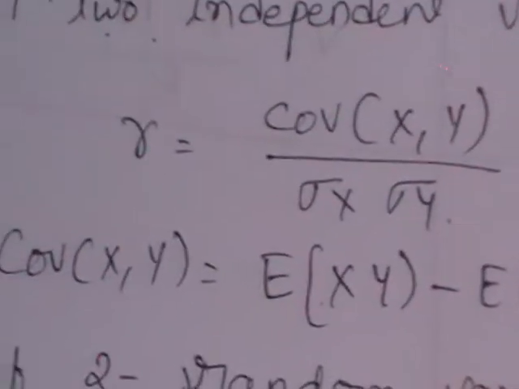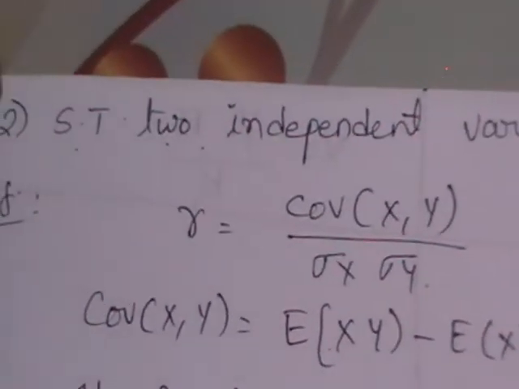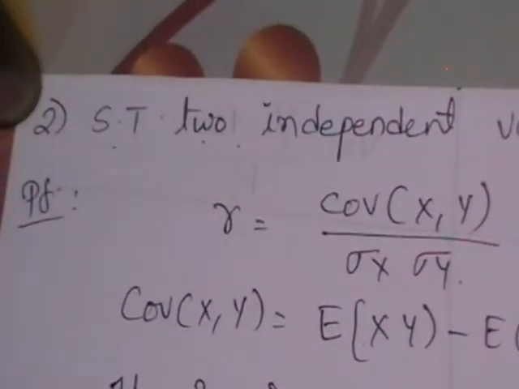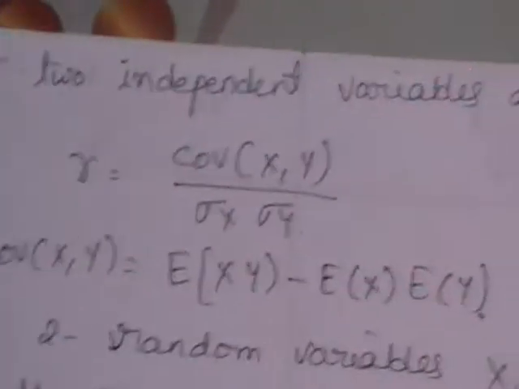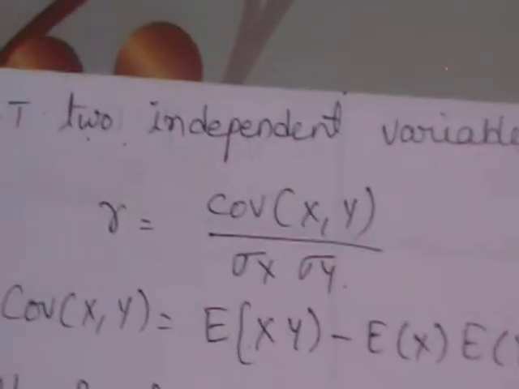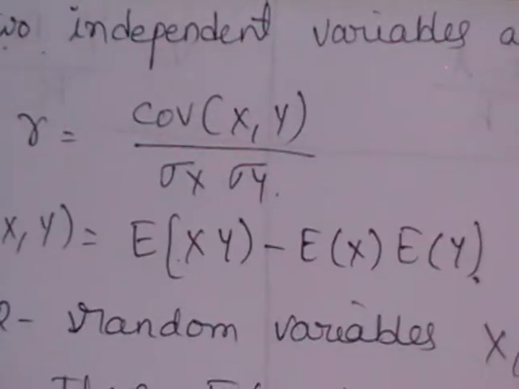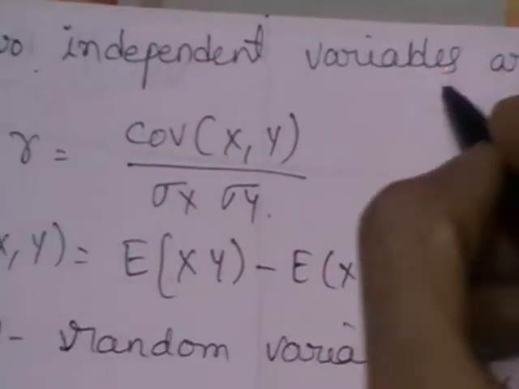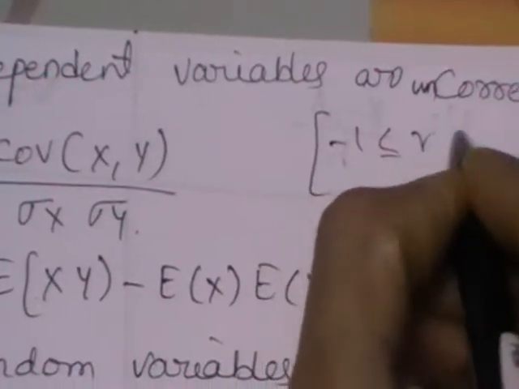So, what do you mean by uncorrelated? Uncorrelated means whenever there is no relationship between the two variables, we call those two unrelated variables. So, what are the limits for R? R is from minus 1 to plus 1.